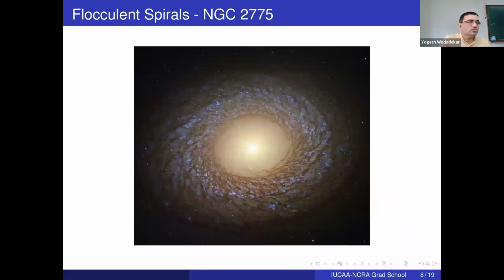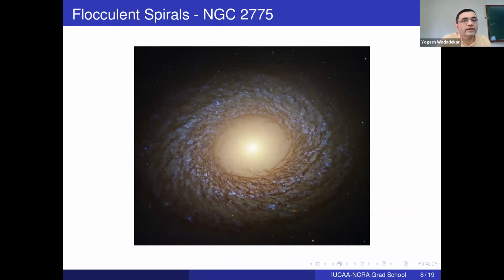Okay. So this is the non-grand design spiral. This is a photograph taken of this flocculent spiral, NGC 2775. And this clearly tells you what's happening here. Here, there is some spiral-like structure in the sense that there are regions where there is enhanced star formation, but there are no well-defined spiral arms, and they certainly don't emanate from near the center like we saw in the grand design spiral.